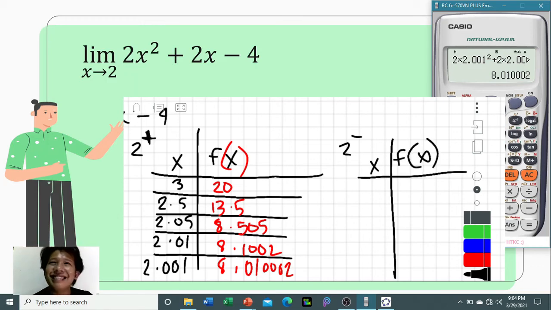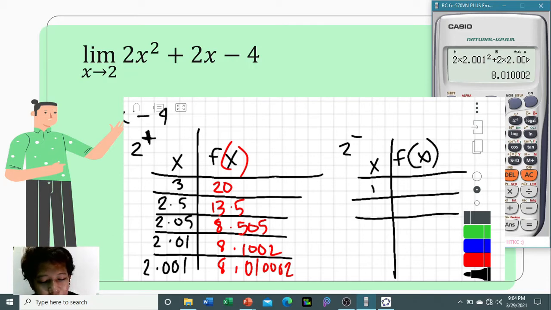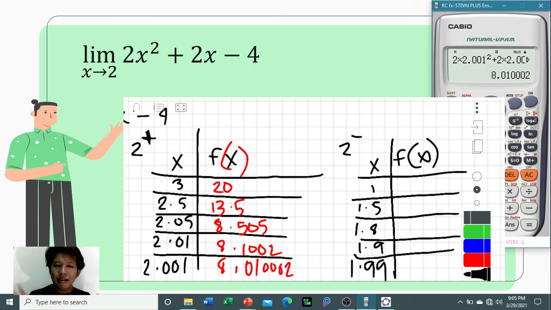So what is the number near to 2 from the left? So that would be 1. And then papalapit tayo ng papalapit kay 2. So we have 1.5. We would also have 1.8 kasi papalapit tayo ng papalapit kay 2. We would also have 1.9 if you want, and then we would also have 1.99 since 1.99 is near na kay 2. So we can have that. And then after that, we have to again substitute all the values of x sa ating function.